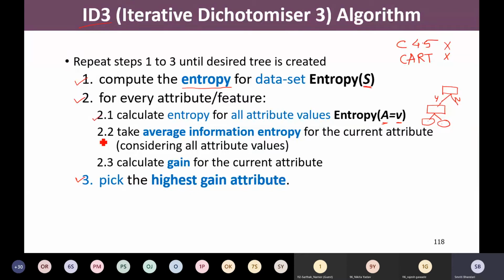What next? Next, we are going to compute the average information entropy for the current attribute.